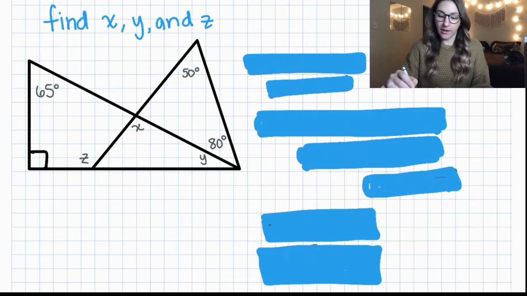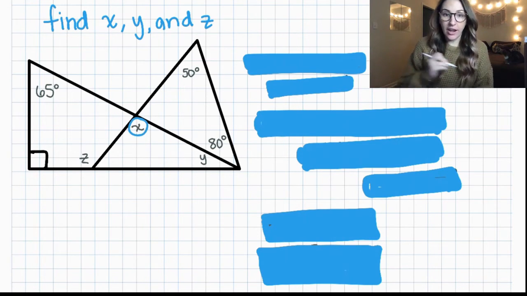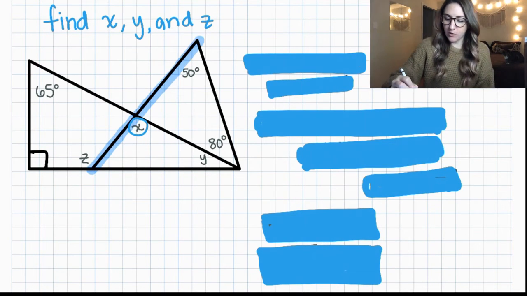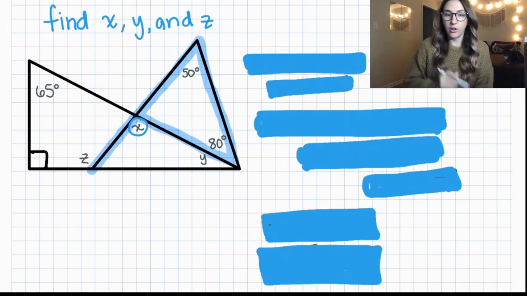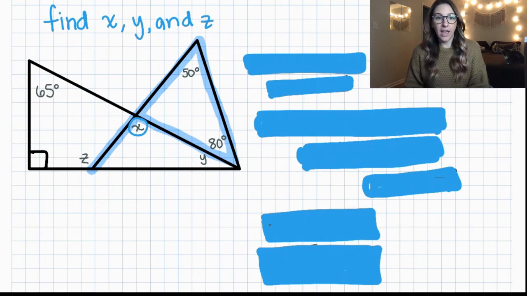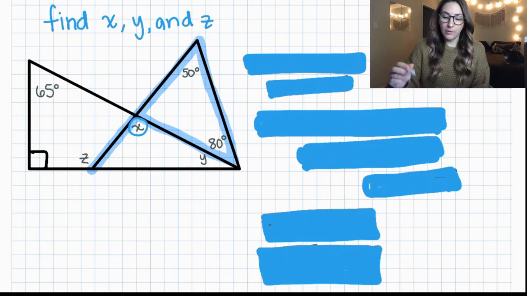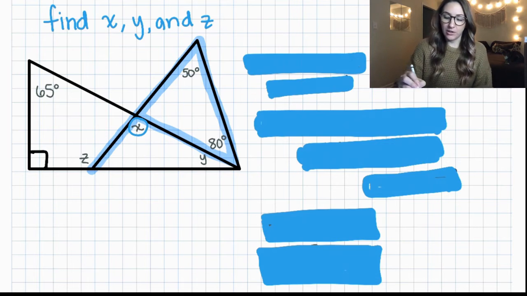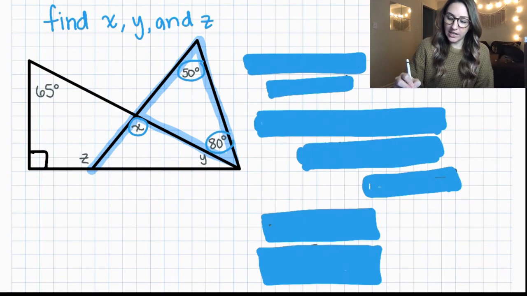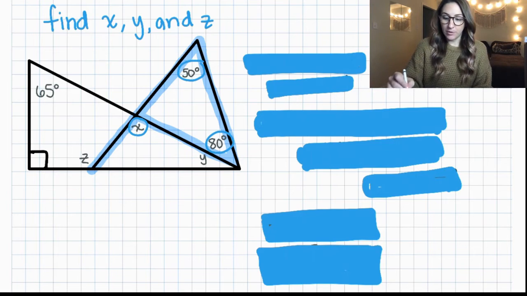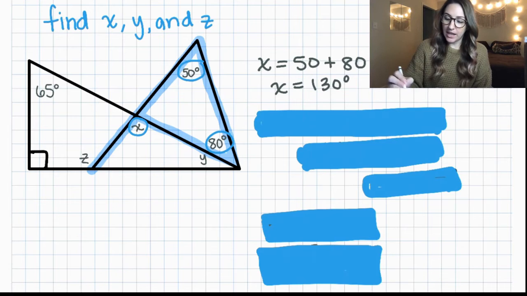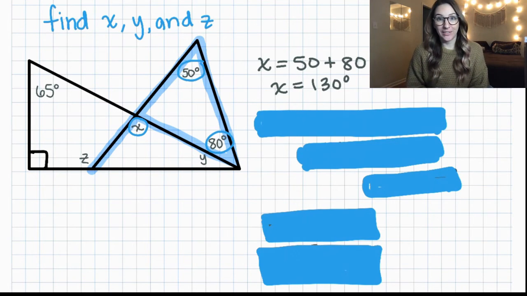Let's go ahead and start with x. So x is this exterior angle right here. I'm going to call it an exterior angle because I'm actually going to focus on this triangle right here. So if x is the exterior angle, that would mean that it has to be equal to its two remote interior angles, which in this case are 50 and 80. So that would mean that x has to equal 50 plus 80, which would mean that x equals 130.